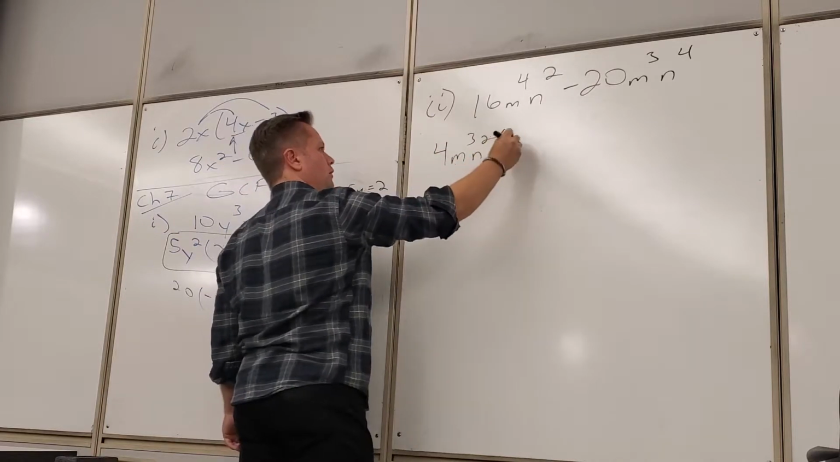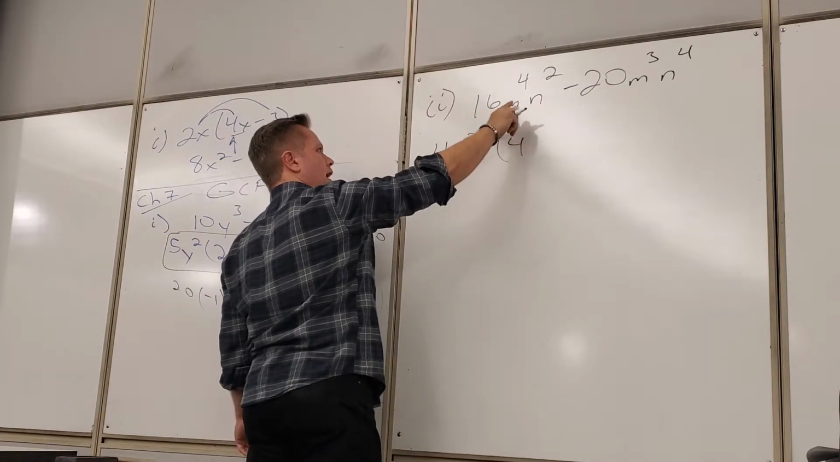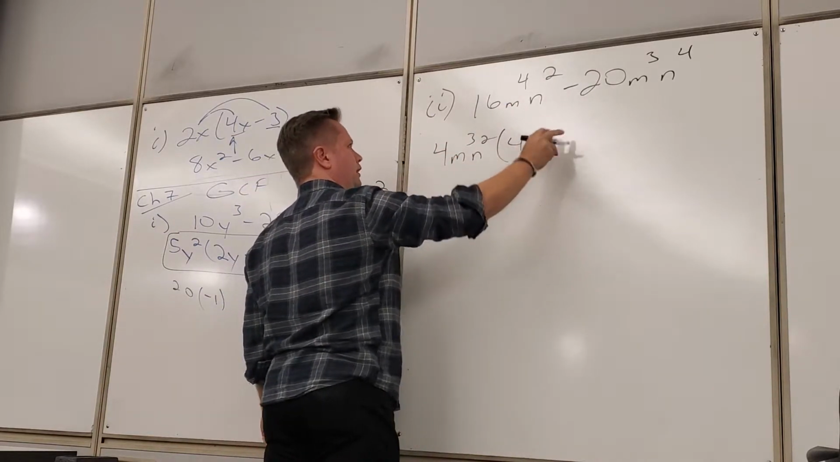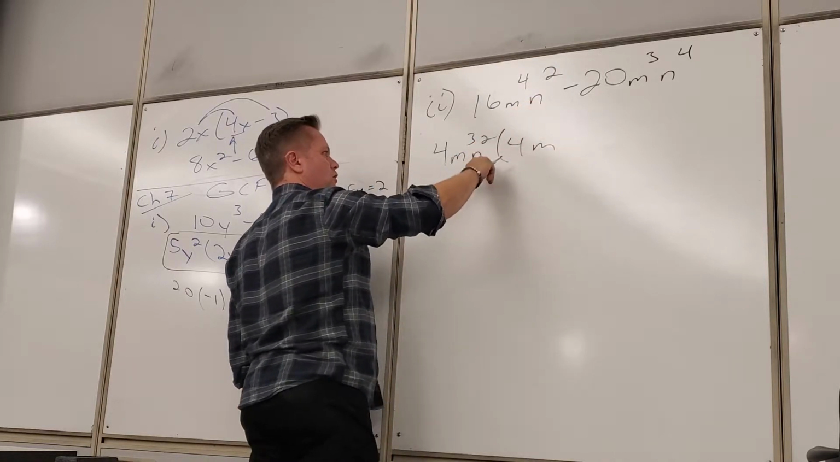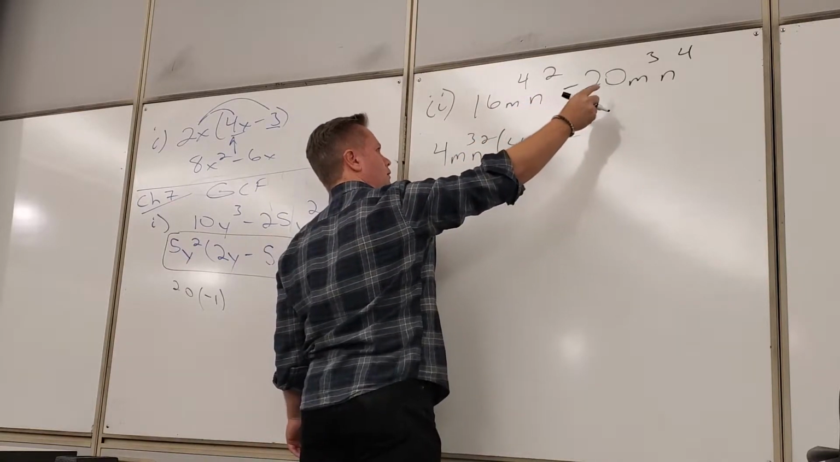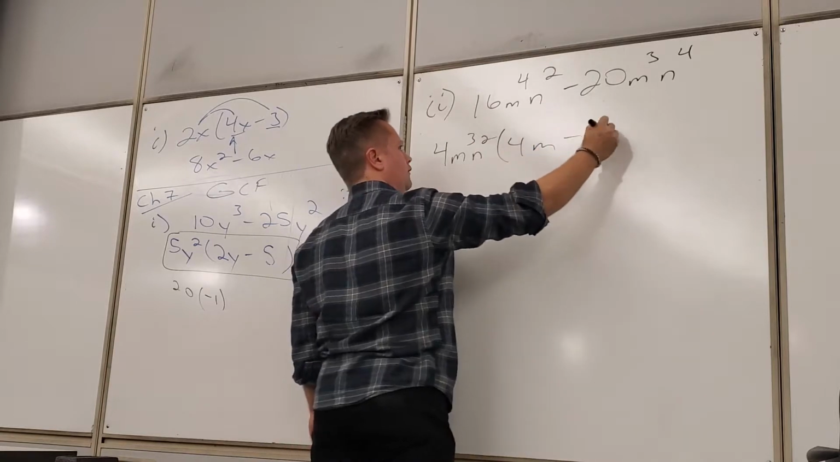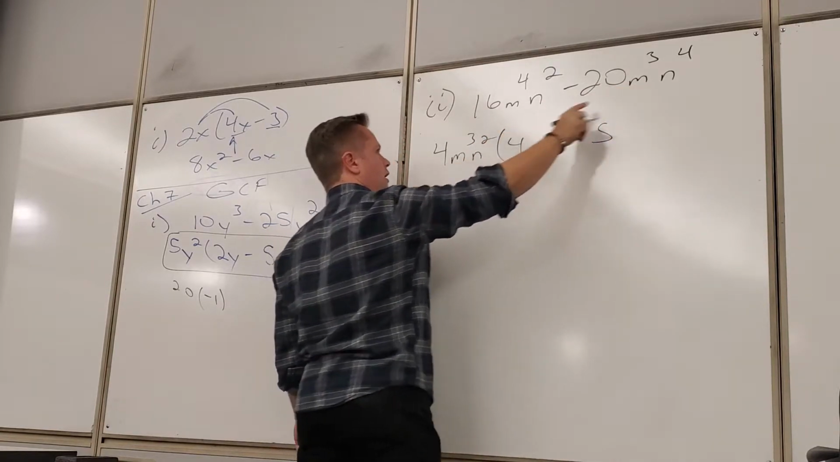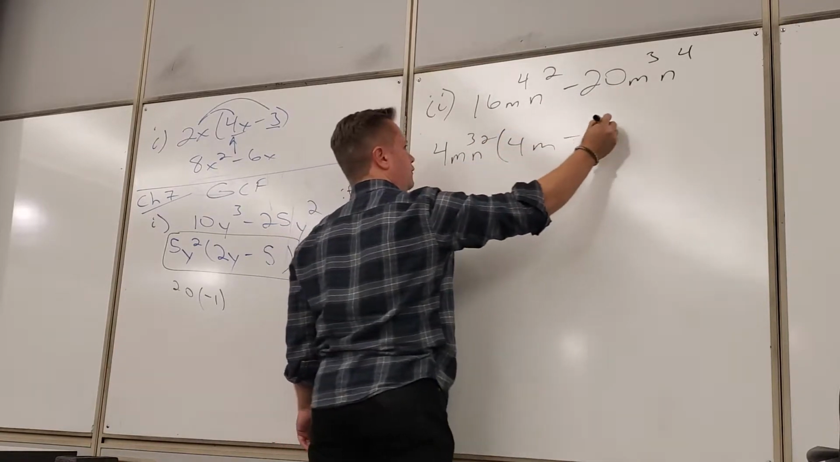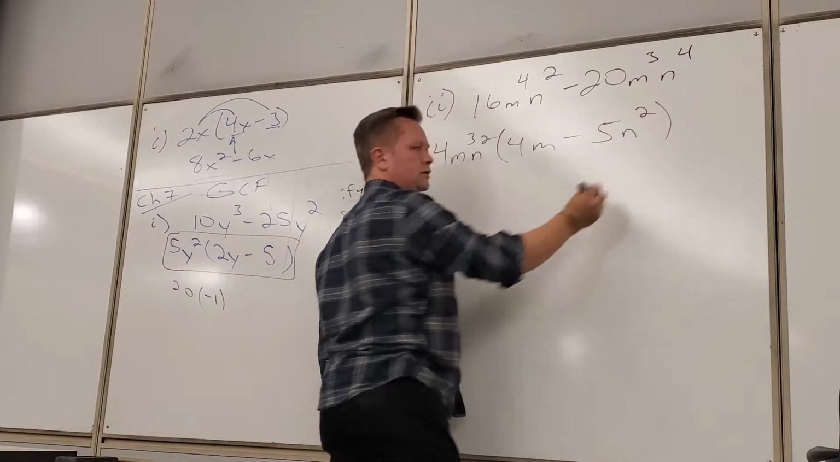So what do you have left here? 4. Yeah, I had 4 m's, took 3, so now I got 1 left. I had 2 n's, took them both. 5. 20 divided by 4 is 5. I had 3 m's, took them. I had 4 n's, took 2, so I have 2 n's left.